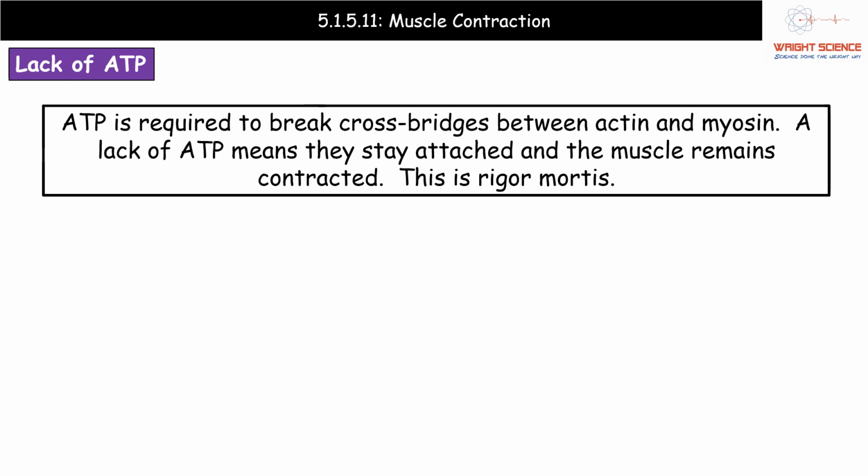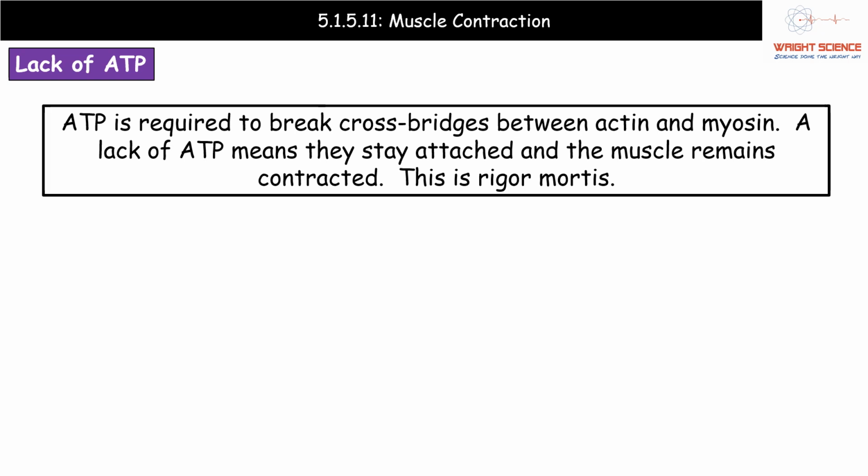It is worth remembering that we have to have this ATP present to break those crosslinks or cross bridges between the actin and the myosin. If we don't have ATP present, then we can't break them. So basically the actin and the myosin remain attached, those cross bridges are still there, and because of that the muscle remains contracted.